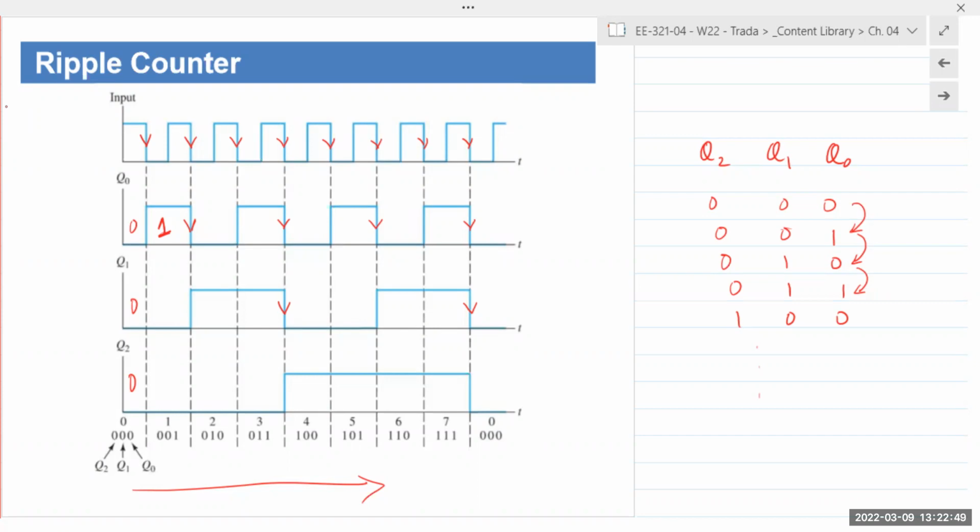So with a modulo 6 counter, it means 6 counts. You tell me, 6 counts. Where should it reset?